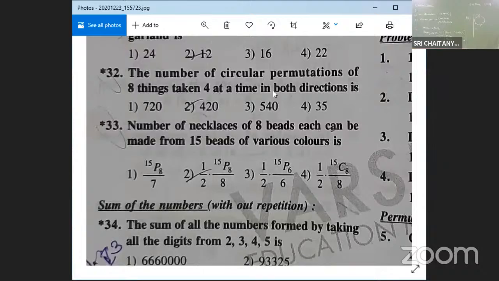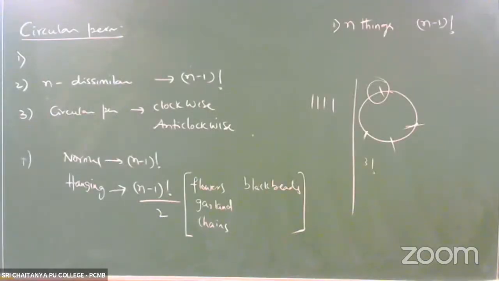Right? Now, observe the 32. The number of circular permutations of 8 things taken 4 at a time. Of course, I should discuss this on the board. At a time in both directions means you just see that problem number 32. I am stopping that sharing because the board is not visible to you. Now observe problem number 32.